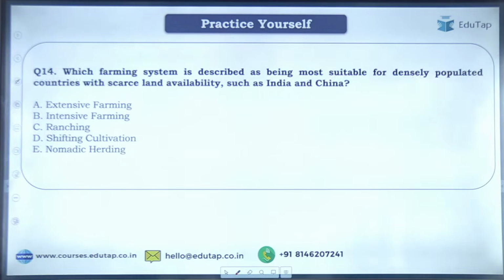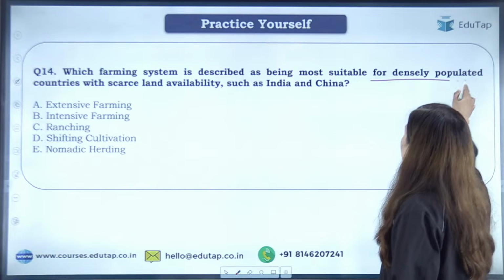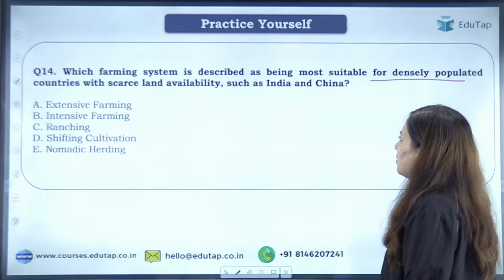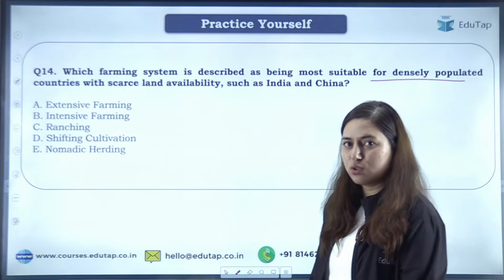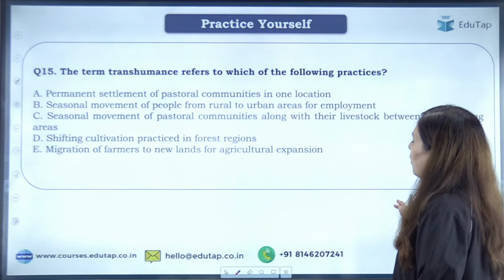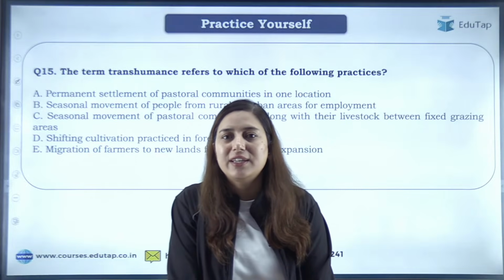ठीक है, चलो, now these are the questions for you. ठीक है, you have to solve these questions and do let me know in the comment section. ठीक है, which farming system is described as being most suitable for densely populated countries with scarce land availability such as India and China. ठीक है, एक क्वेश्चन ये है. नेक्स्ट क्वेश्चन है, the term transhumance refers to which of the following practices? Now ये आपका PYQ भी है. Do read all the options carefully and then give me the answer.